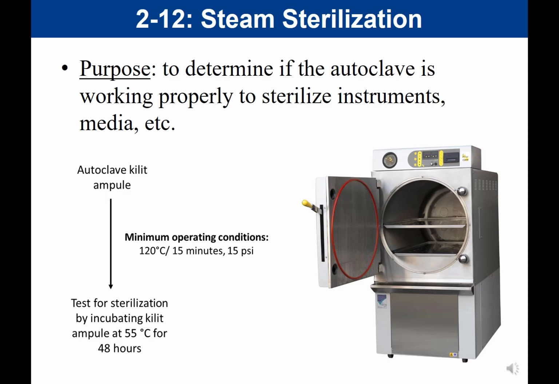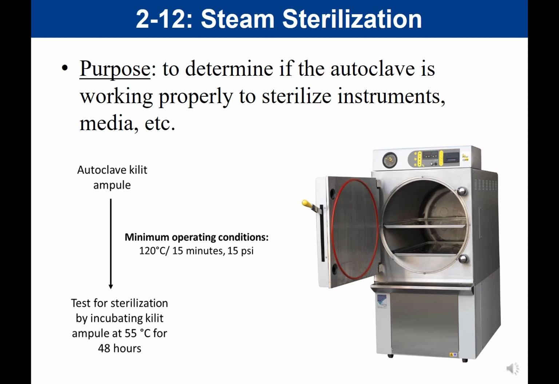And so the minimum operating conditions that need to happen in order for us to assume that the items are sterile would be 120 degrees Celsius for 15 minutes at 15 pounds per square inch, which is the amount of pressure. So if the autoclave runs at those conditions, the items that are in the autoclave should be sterile. Now let's talk about why that might be important.